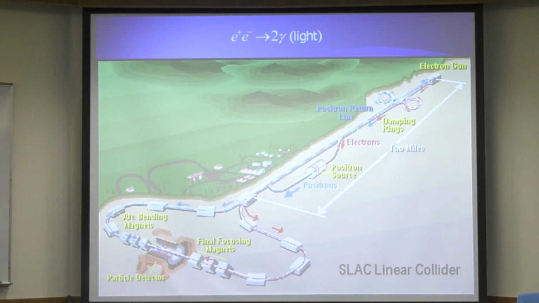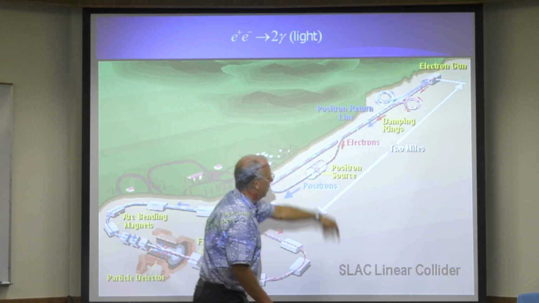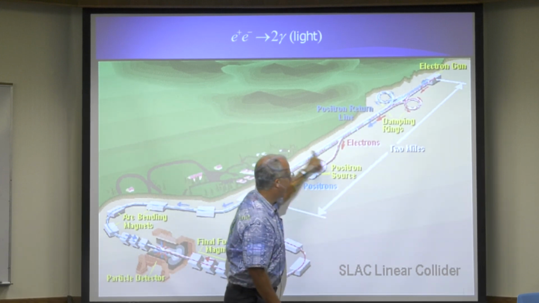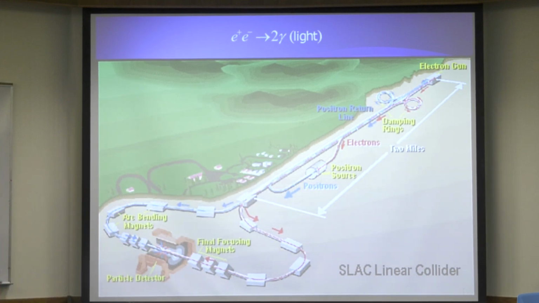They also use this accelerator for other things. By the way, there's a highway that goes over this. If you're ever near Stanford, you should drive out here and see it. There's a highway, and you see this 2-mile long thing, and you go, what in the world is that? Well, that's what it is.